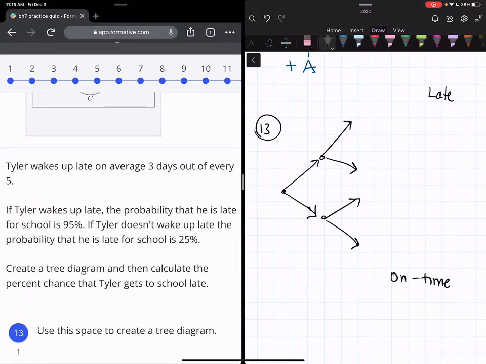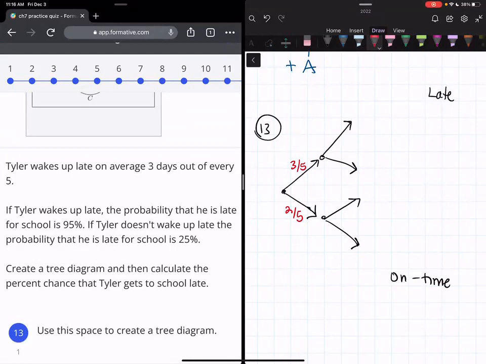Ready for late versus on time with Tyler? This Tyler? All right, he wakes up late 3 out of 5 days. So where do I put 3 out of 5? It wants probability, so we're going to put 3 out of 5 there. So what's the other half of that part of the tree? 2 out of 5. If you want to make those decimals, you may. If you want to leave them as fractions, you may. I don't care. All right, moving on.